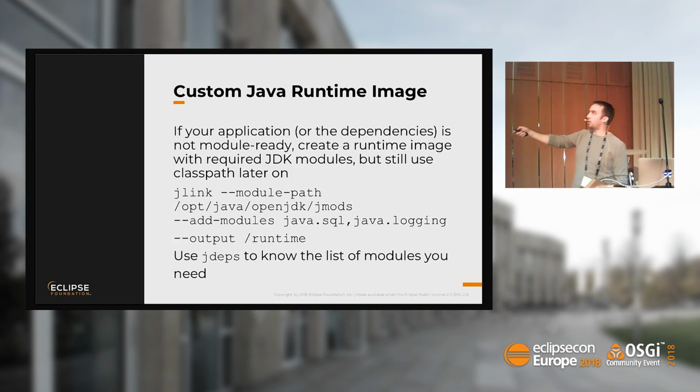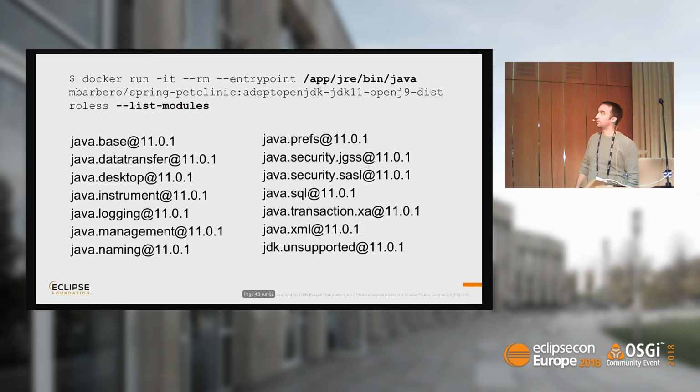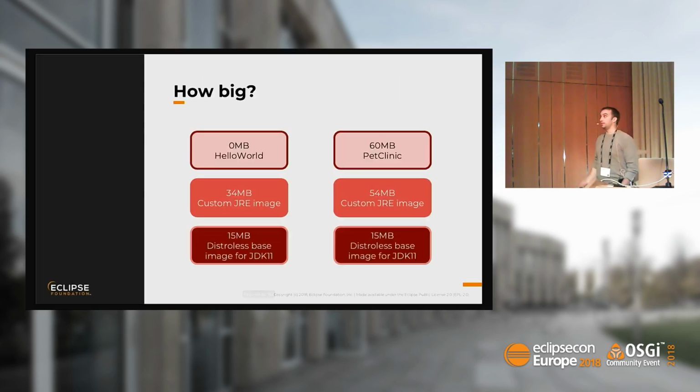And to know what modules you need, use JDEPS on your application, and you will get the list of modules that you need. And this command will eventually create a custom JRE for your application. If we look at the modules that we need for running the Spring Boot Pet Clinic application, it's a Spring Boot application, so not a trivial example. It's only 14 modules. And what does it mean in terms of size?